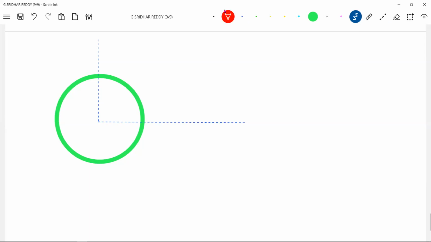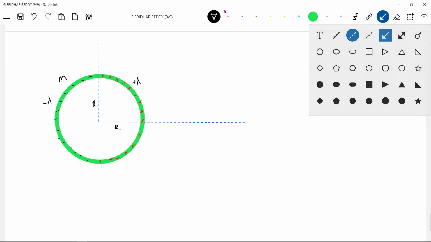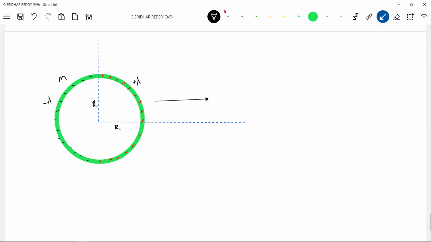So this half will be positively charged, the other half will be negatively charged. This ring has radius R and mass M. Let the linear charge density be plus lambda here and minus lambda there. Then a uniform electrostatic field E is applied, and the direction of E bar is switched on.